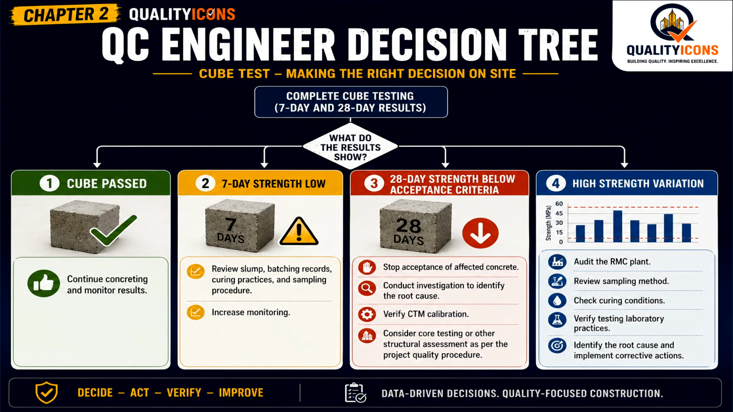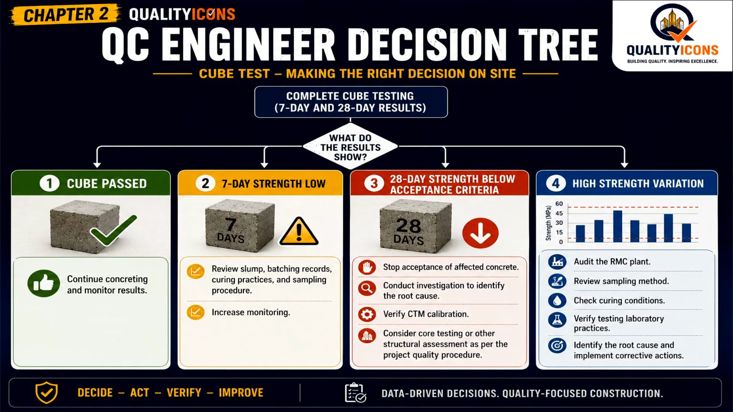This is the QC engineer decision tree. Cube test, making the right decision on site. Complete cube testing at 7 days and 28 days. If cubes pass, continue concreting and monitor results. What do the results show? The second case is when 7 days strength is low.